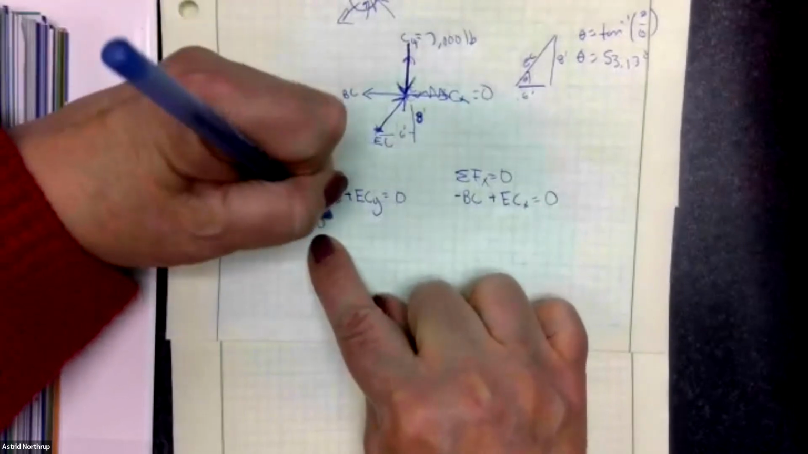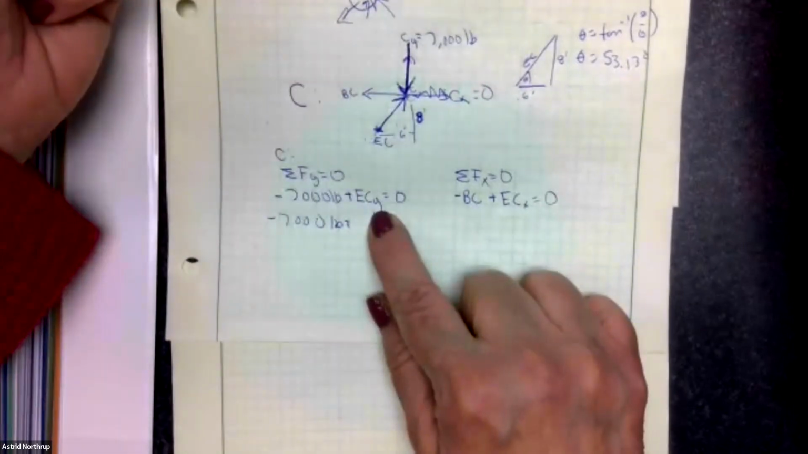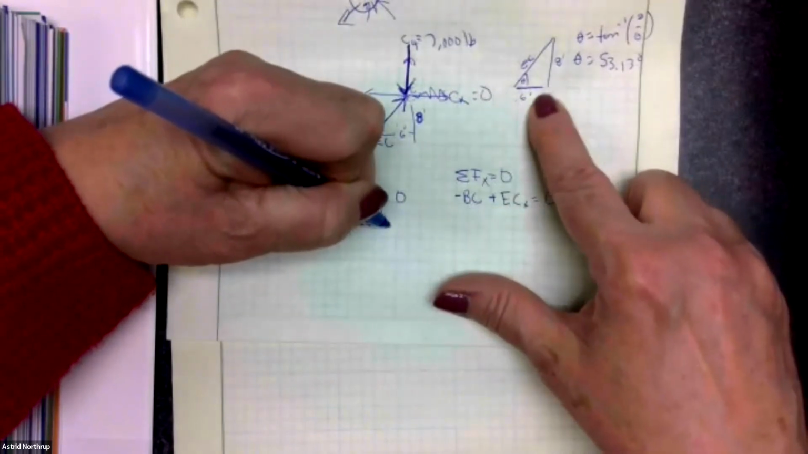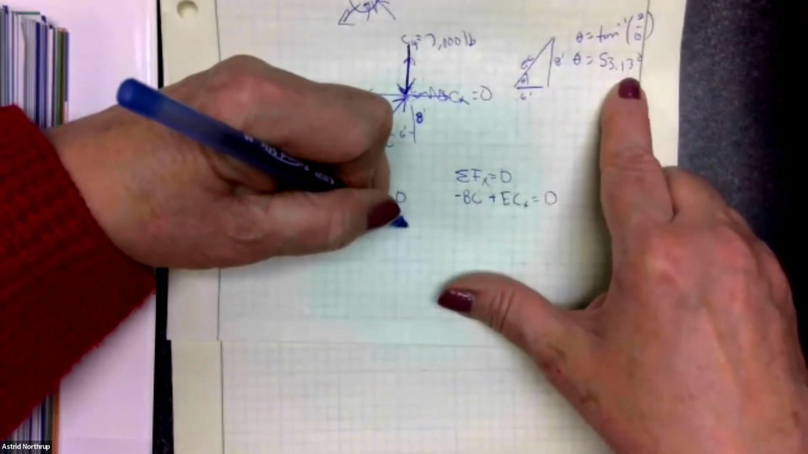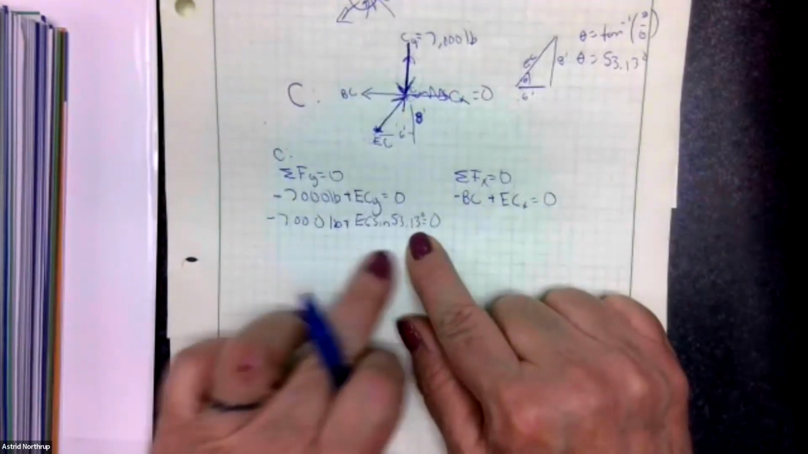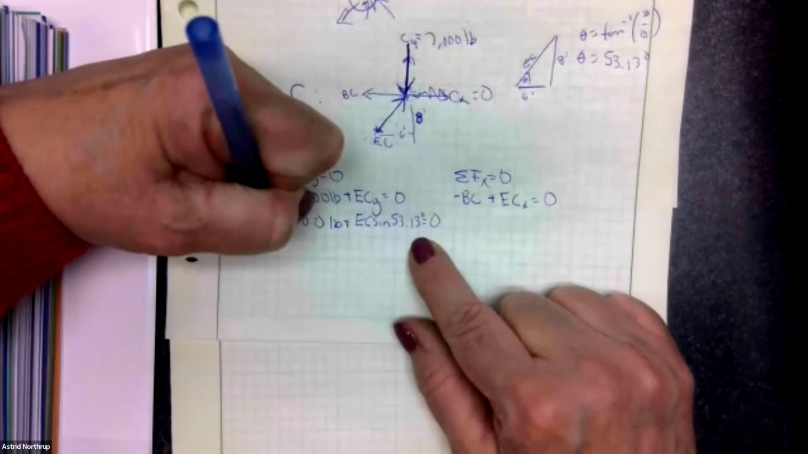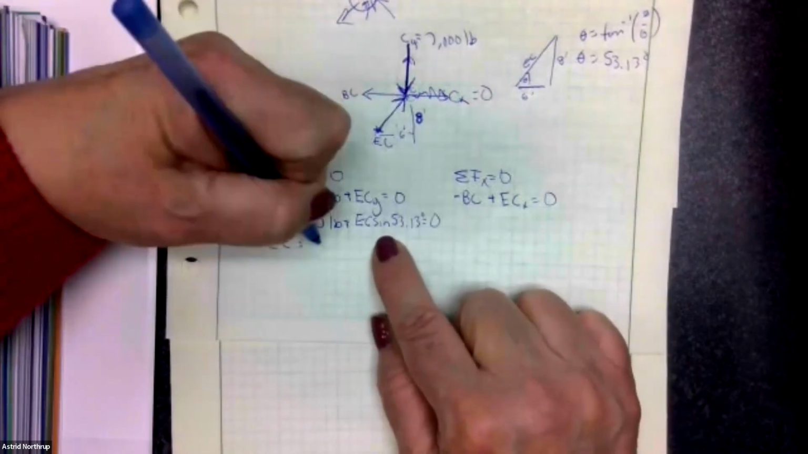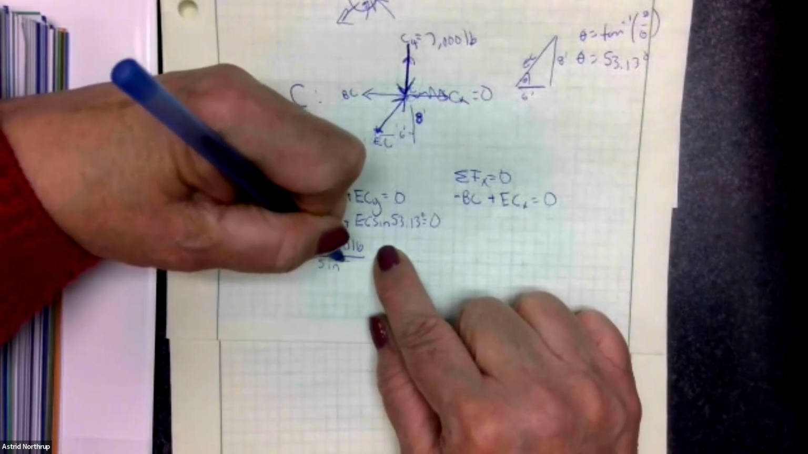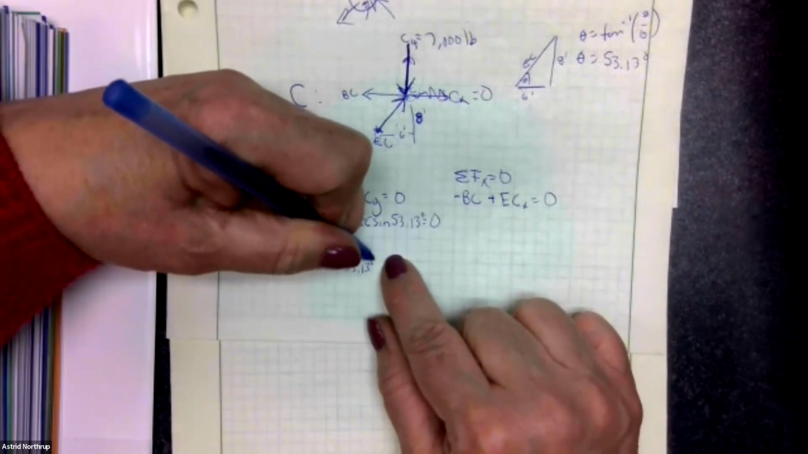Negative 7,000 pounds plus E sub C in the Y direction, which is going to be E sub C times the sine of 53.13 degrees, equals 0. Okay, now that's an equation I can solve because it's one equation, one unknown. So I have E sub C is going to equal 7,000 divided by the sine of 53.13 degrees.